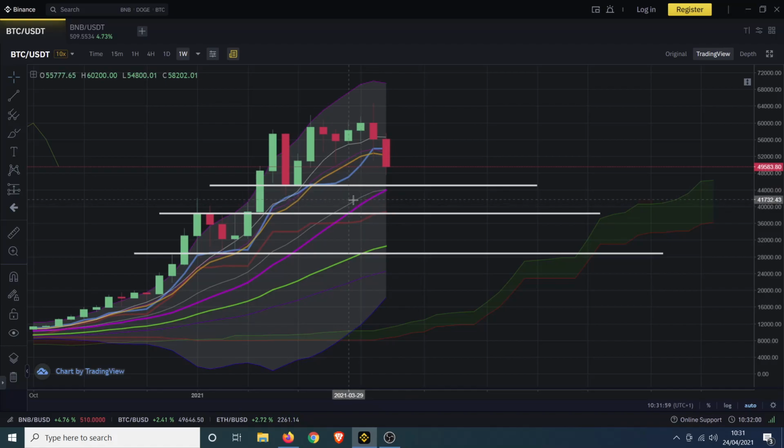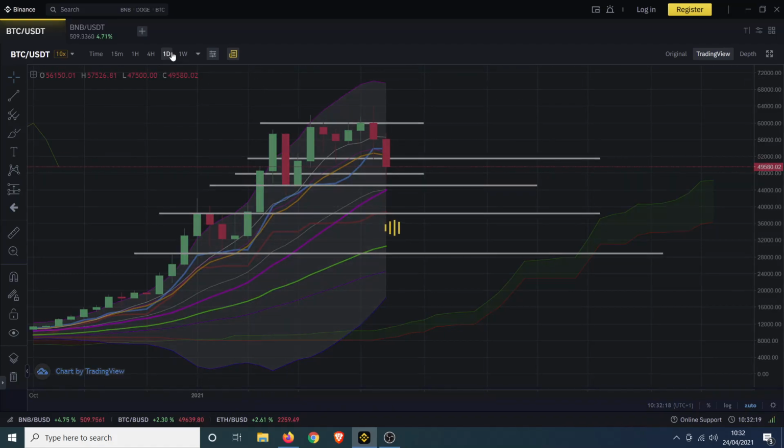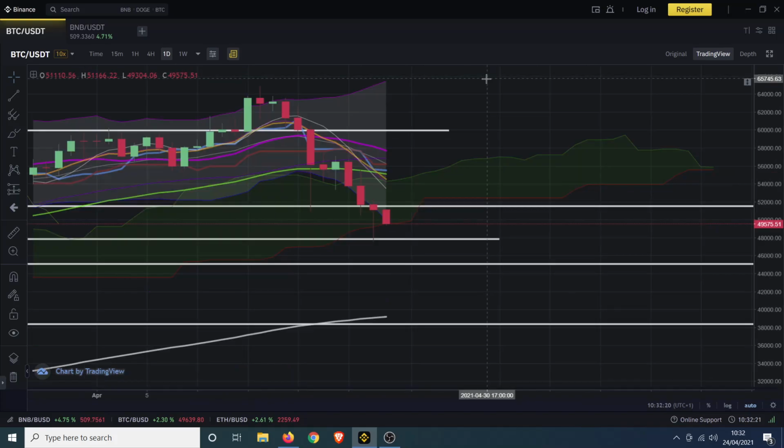Also, this little skinny one is the grey 21 exponential. If that moves up to this zone as well, this is going to be quite a strong level of support. And if we did come down here, that would be my preference for a much larger buy the dip opportunity. Obviously, I did buy the dip around about 54,000 while we were still in favour of the bulls on the daily, but that one's failed, unfortunately.